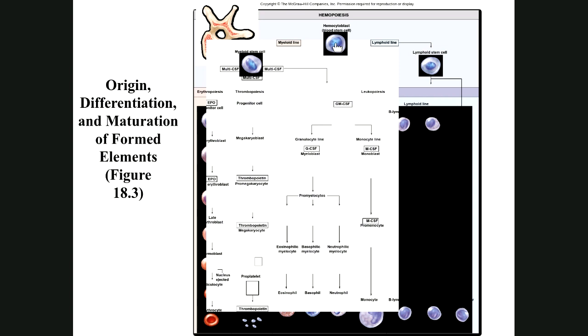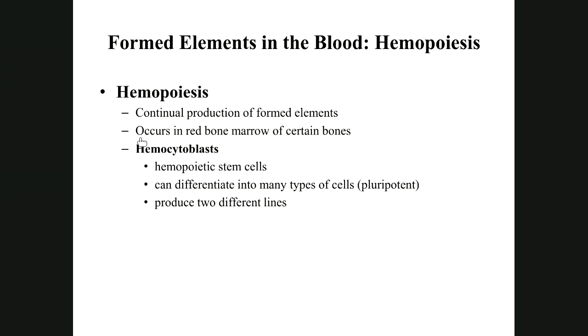Here's the main stem cell. Here's the other two, and then here's what they make down here. Okay, and you can see this a lot better in your textbook. Here's what I want you to know. The main stem cell is called a hemocytoblast, blood cell builder, right? That's what blast means, is to build. And so hemocytoblast, this is the main stem cell.